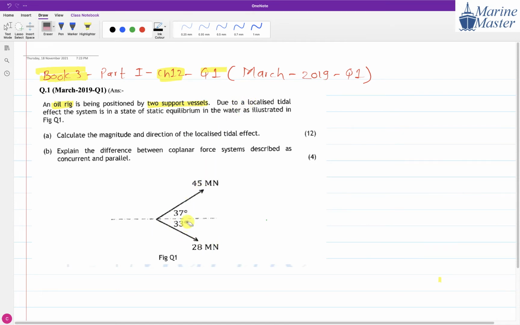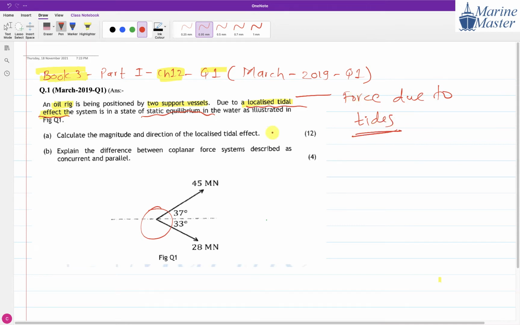Due to the localized tidal effect, the system is in a state of static equilibrium. So this oil rig is in an equilibrium situation in the water, as illustrated in the figure. Here we have shown only the forces on the oil rig. But what is meant by localized tidal effect? Localized tidal effect means force due to tides.